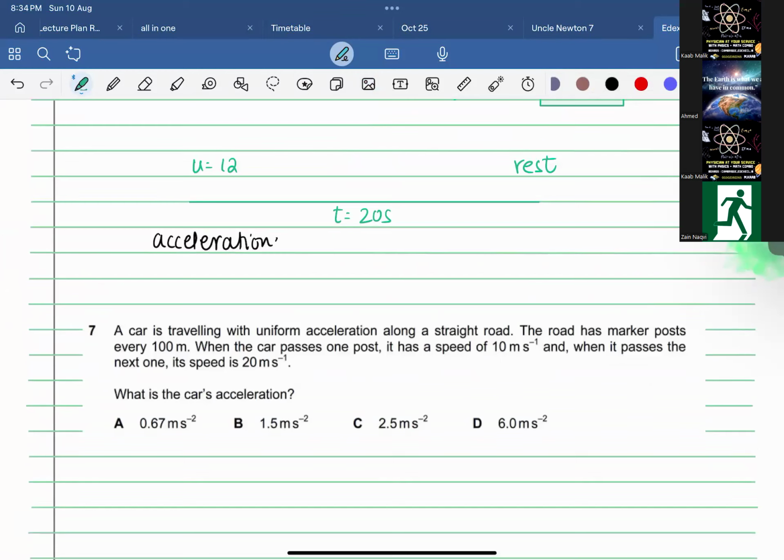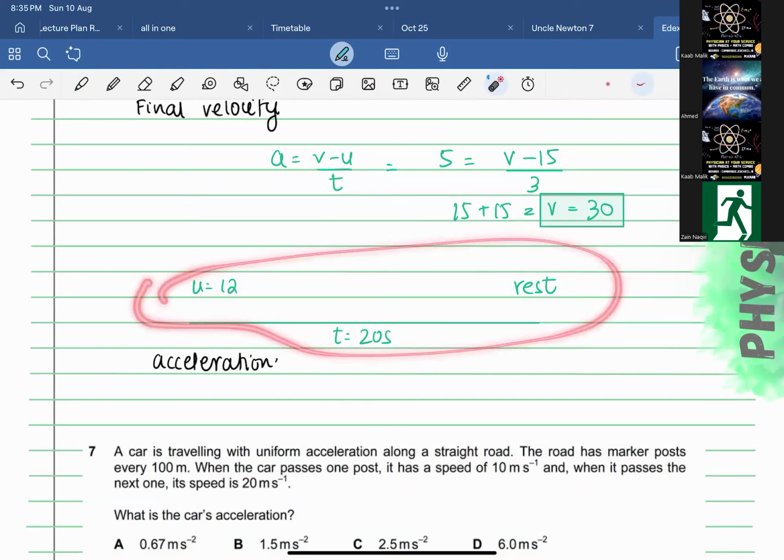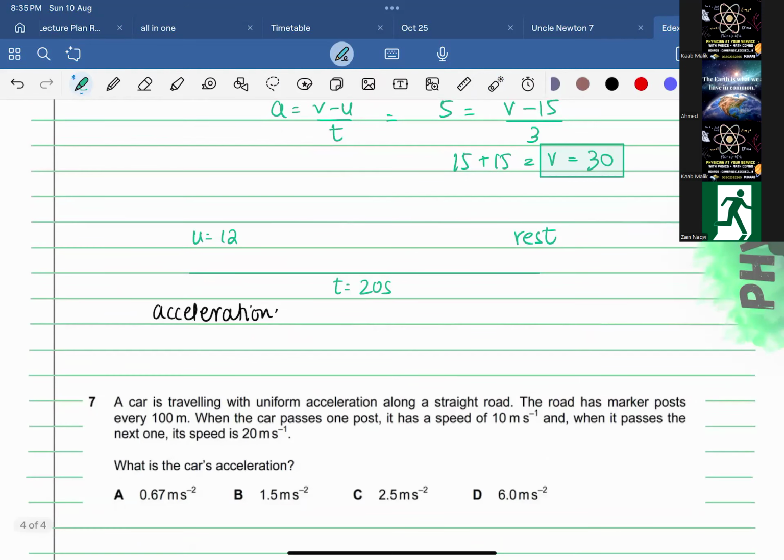Option B. No, it's not from these, that's different. What does option B mean? What value is coming? Is it 1.5? 12 over 20, 0.6, not coming. Okay, so for which one? For this one, I got 1.6. I got 0.6.